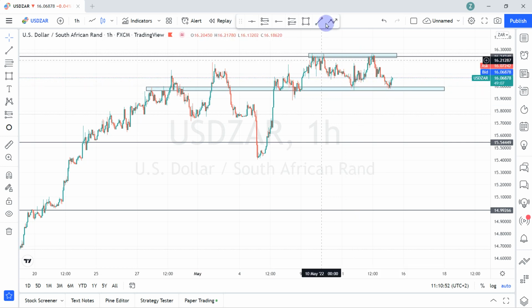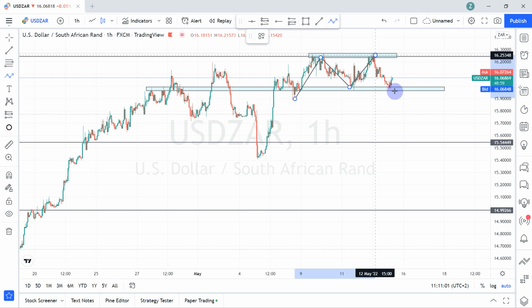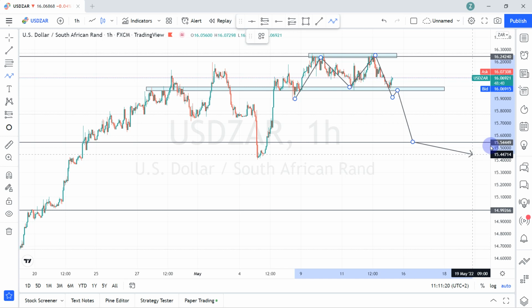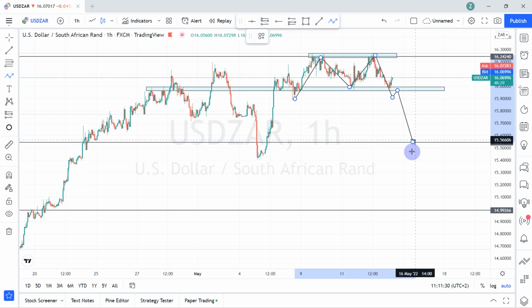So to confirm our double top for selling opportunities, should the market cross our support zone, which will now become a resistance zone, retest, we then look for selling opportunities, and our target would be at this key level here, which is at 15.54, 15.5449. That would be our target.